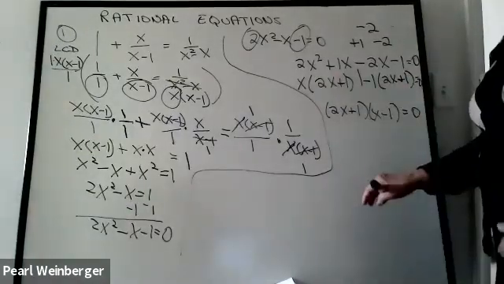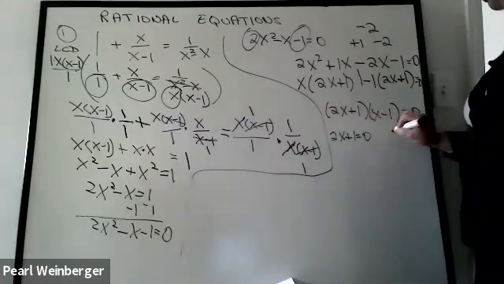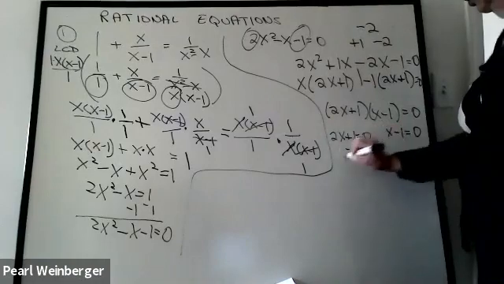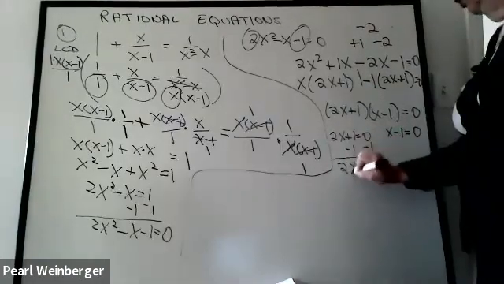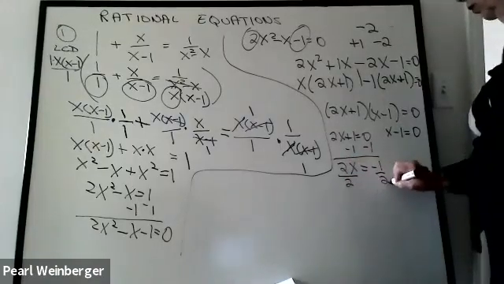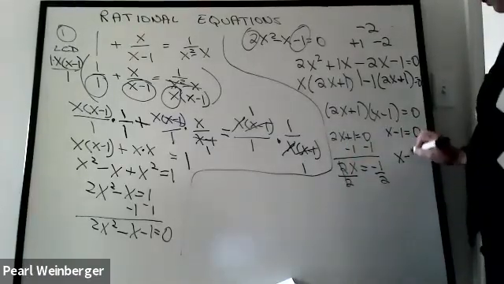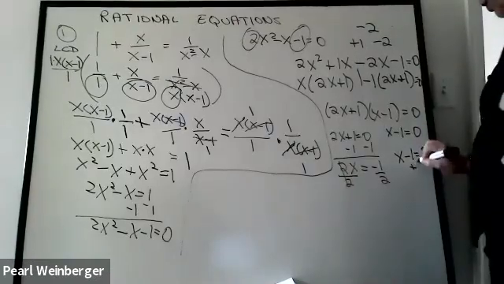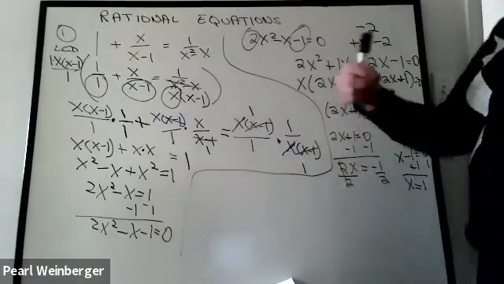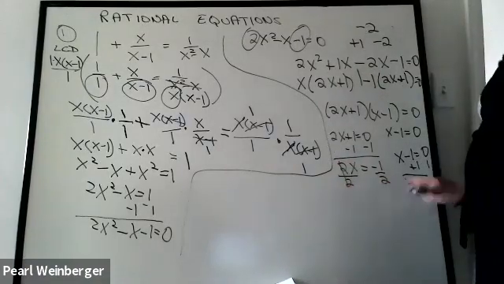And now we set each of these equal to 0. So we get 2x plus 1 equals 0 and x minus 1 equal to 0. And this gives me 2x equals negative 1. So one answer is negative 1/2. And here I'm going to add 1 to both sides. So my other answer is x equal 1. And just like in the last example that we had done, we end up with two answers, a -1/2 and a +1.